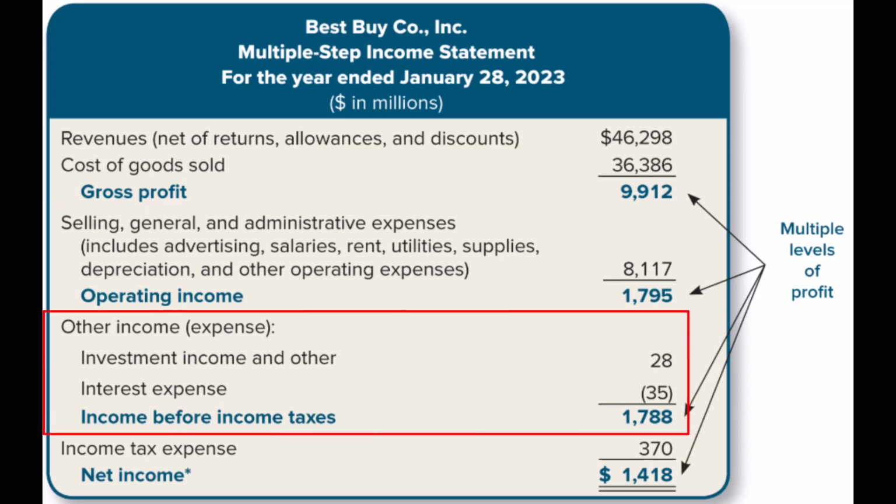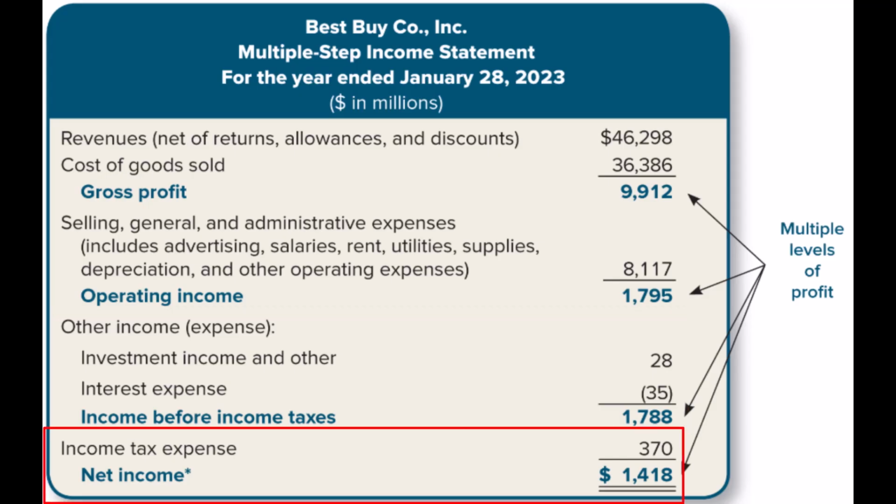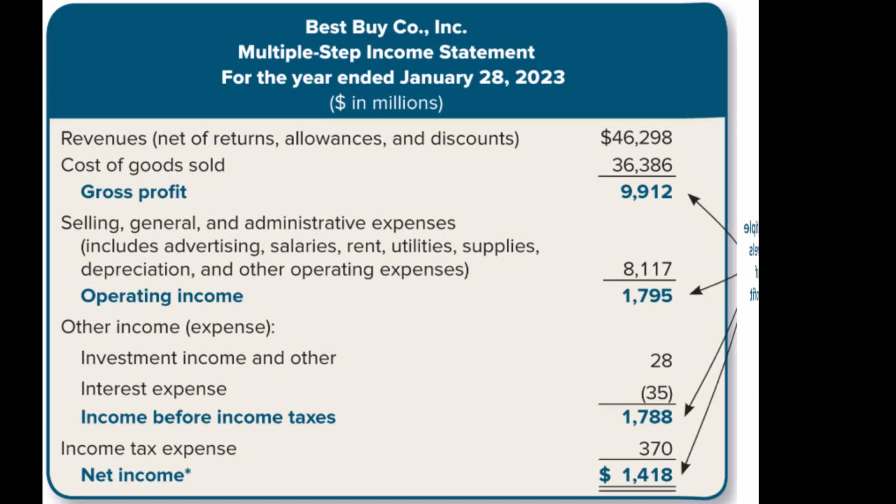Step 3. Income before income taxes. After that, we account for non-operating revenues and expenses, things that aren't part of the main business, like interest income or interest expense. This gives us income before income taxes. Step 4. Net income. Finally, we subtract the income tax expense, and that gives us the famous bottom line, net income. This is the final profit for the company after all revenues and expenses have been accounted for.